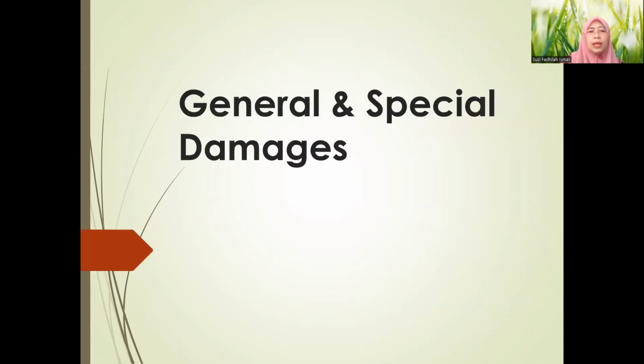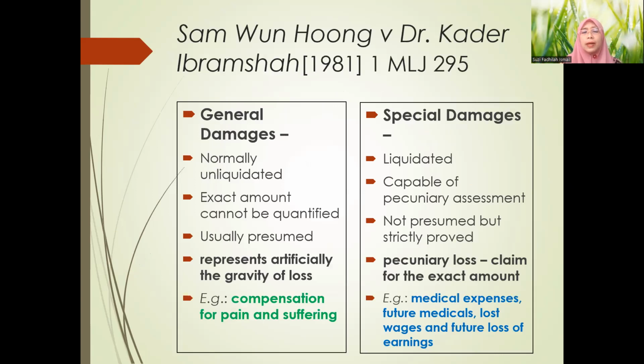Now we are going to look at general and special damages. But general and special we are going to discuss thoroughly in detail when we discuss personal injury. For now this is some of the introduction, or the general rule, which is applicable to general and special damage. This is the comparison, and it is taken from the case of Sam Wan Hong and Dr. Kadir Ibrahim Shah, 1981. This is a judgment by the federal court, so that's why it's very important. So the federal court makes a comparison between general and special damages.